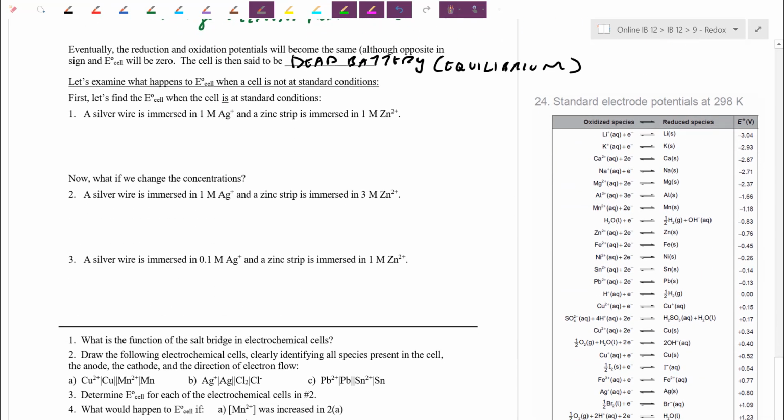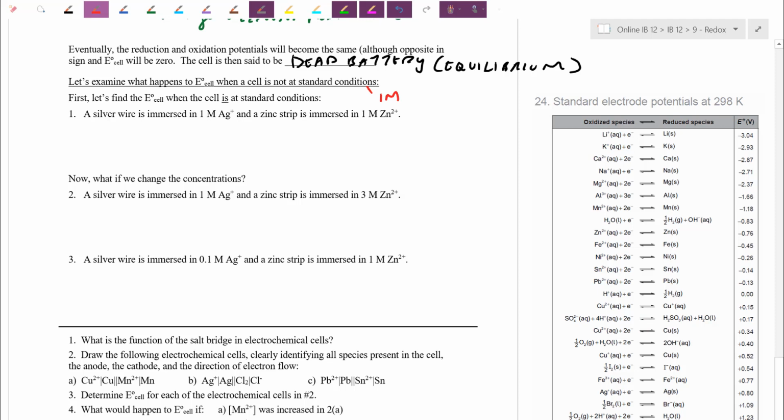Let's examine what happens to the E cell when we're not at standard. Remember, standard had this whole notion we were at 1 molar concentrations. That's actually a fairly high concentration. We're actually using lots and lots of chemical for that. So that's why battery engineers would play around with different chemicals, potentially giving you the biggest potential difference so that I'm not wasting amounts of chemical.